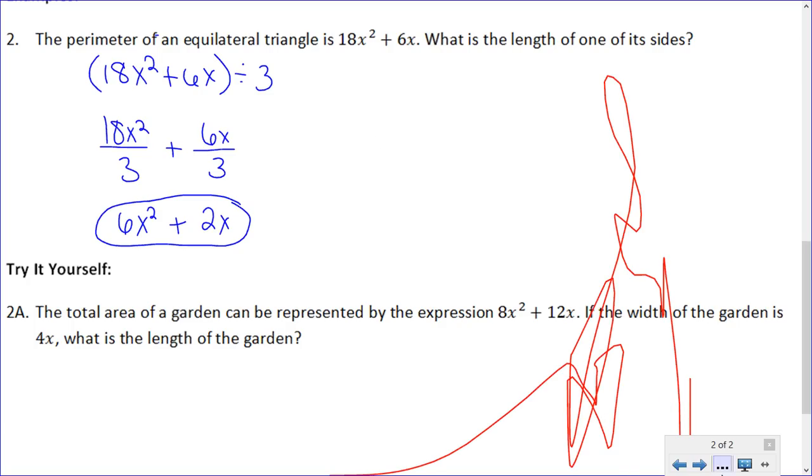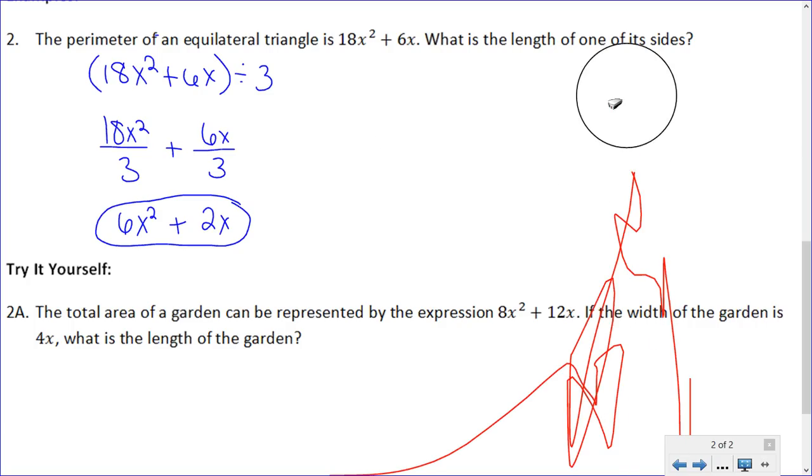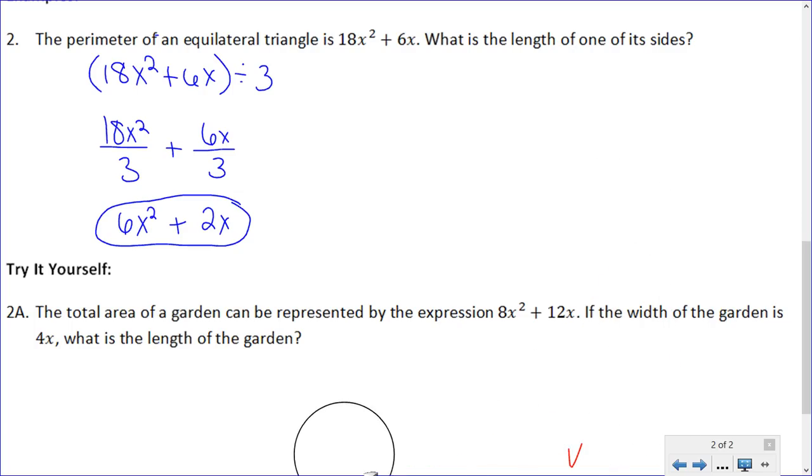Okay. So the answer you should have gotten for this, the length of the garden should be 2x plus 3. All right, and that is it for section looking ahead 6.